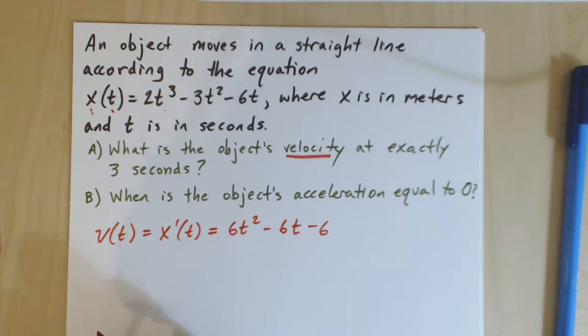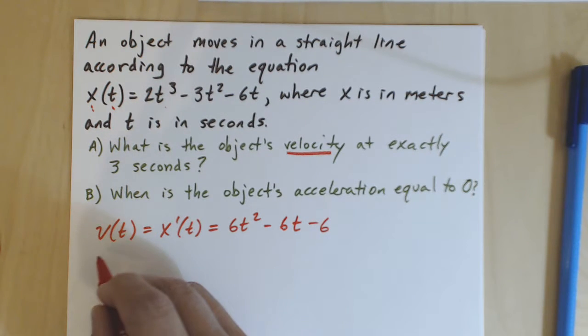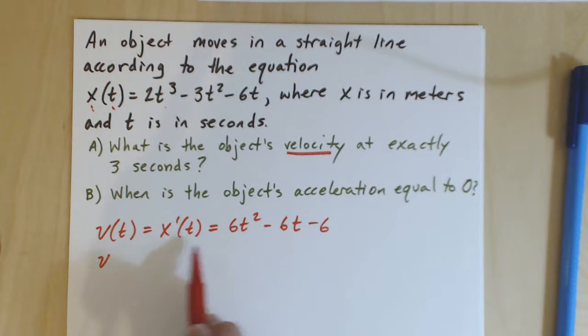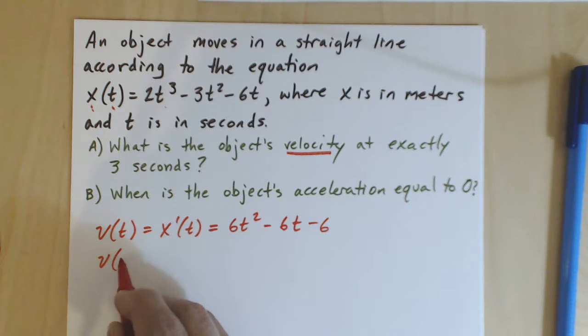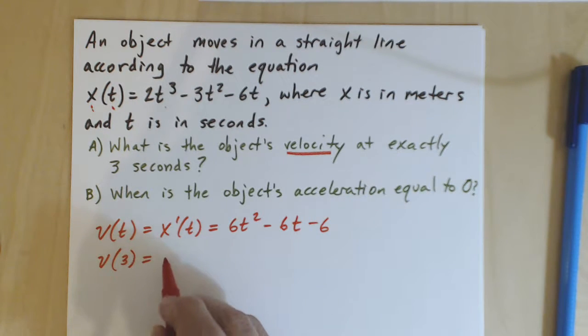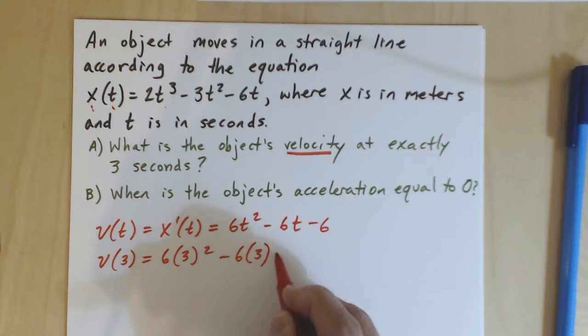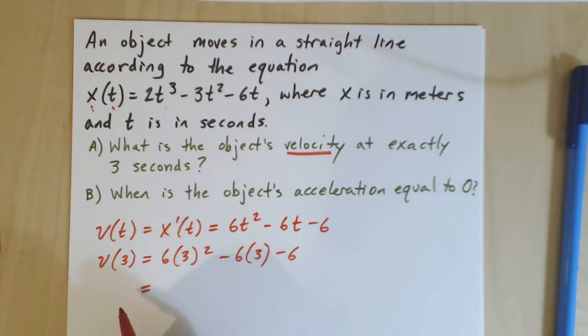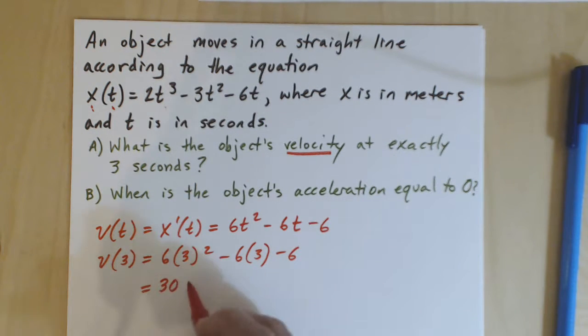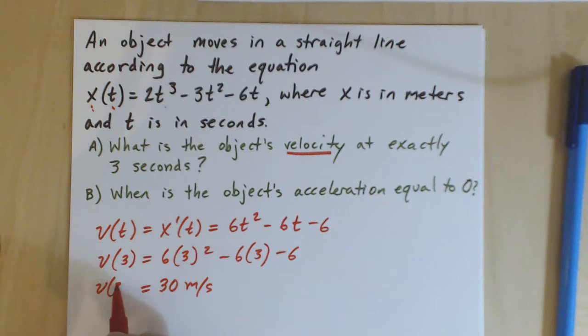So it asks us, what is the object's velocity at exactly 3 seconds? Well, what that means is we need to take the velocity function that we just generated and plug in 3. So let's look for v of 3, and that's equal to 6 times 3 squared minus 6 times 3 minus 6. When we evaluate that, we get 54 minus 18 minus 6, which equals 30 meters per second. So the answer to the first part of the question is that the object's velocity at 3 seconds, v of 3, is 30 meters per second.